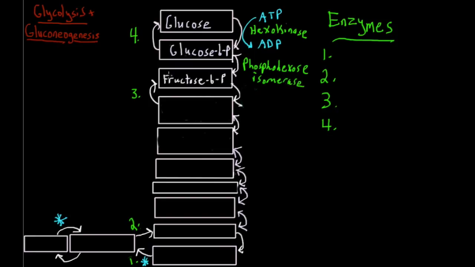In the next step, we're going from fructose 6P and adding another phosphate group onto it. So we're going from fructose 6P to fructose 1,6P, or fructose 1,6-bisphosphate. The enzyme responsible for this is phosphofructokinase, or as I abbreviate it, PFK. And of course, since we're adding a phosphate in this step, we're utilizing another ATP. So ATP to ADP here.